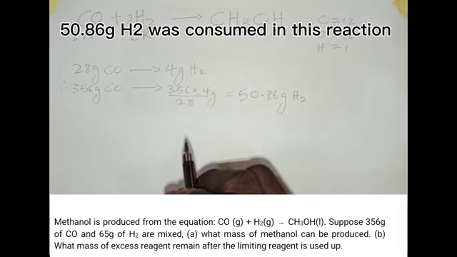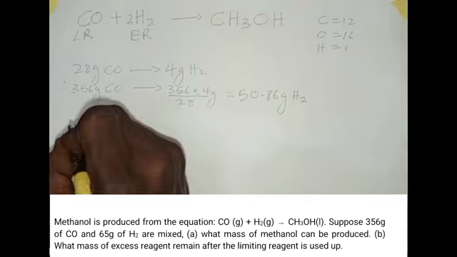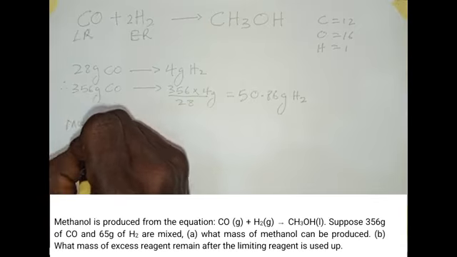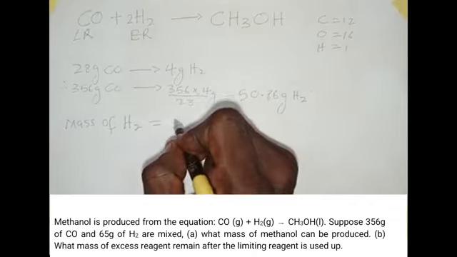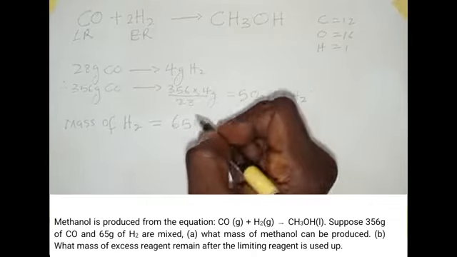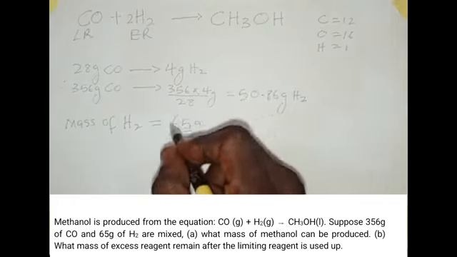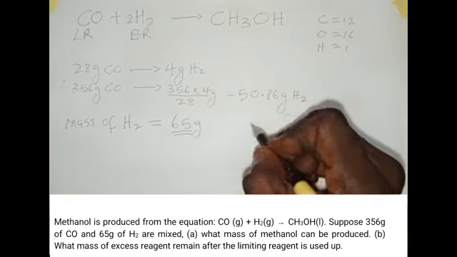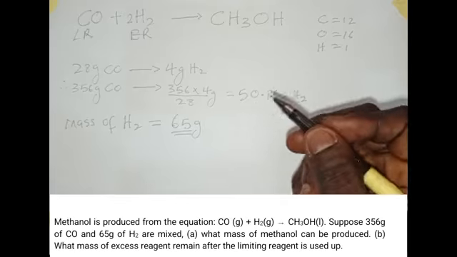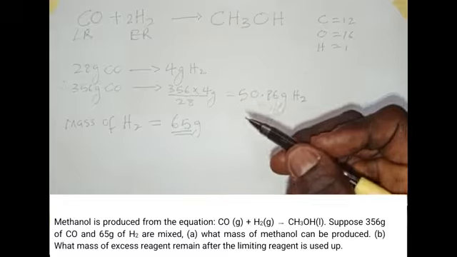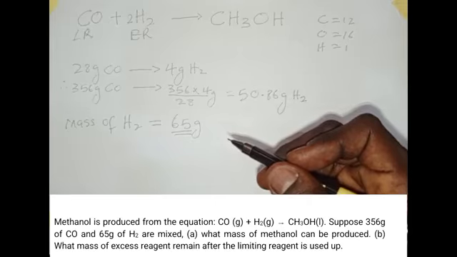Now let's go back to the original problem. So we are given that the mass of hydrogen is equal to 65 grams. That's the amount that was given in the problem. So this is the total amount of hydrogen that was given, and this is the total amount of hydrogen which participated in the reaction. So what quantity did not react? What quantity remained after the limiting reagent was consumed? This is how to do it.